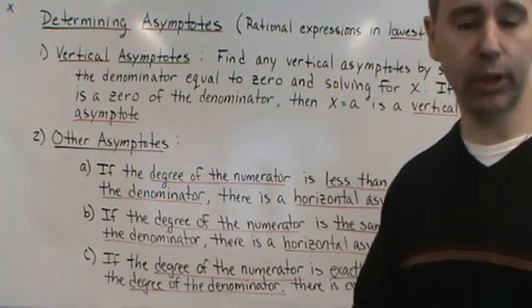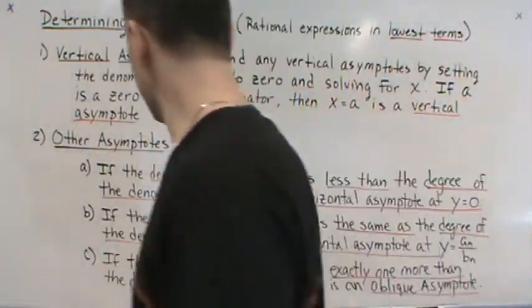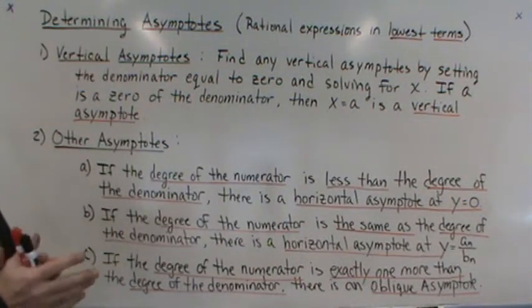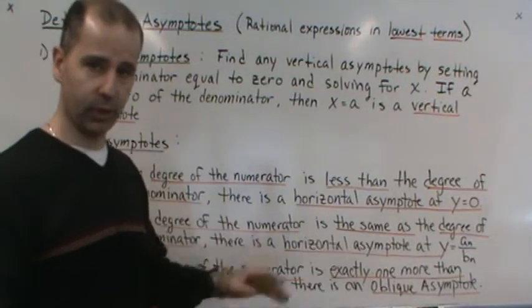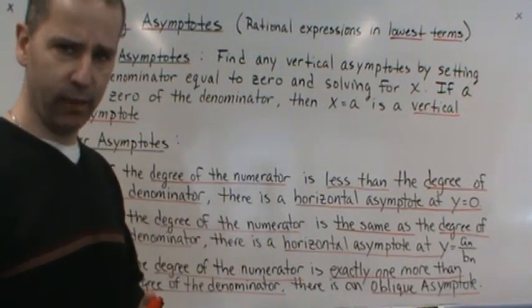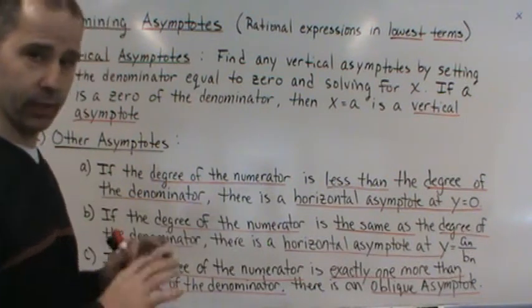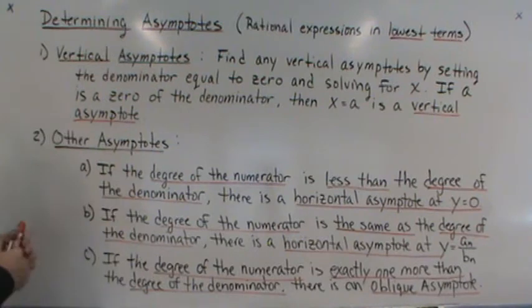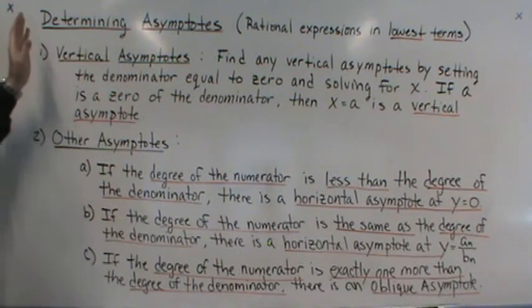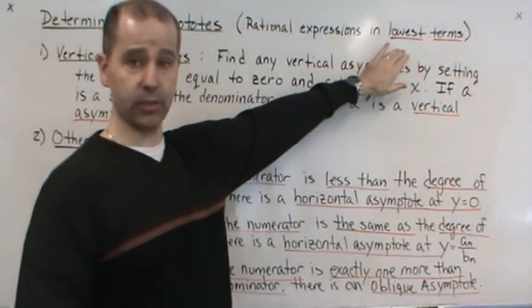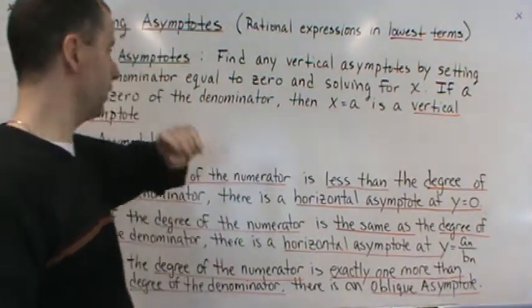Okay, so I'm going to go through this. There's a lot written down here, but I'm going to explain as I go on. And again, we're going to do examples of how we do this too, so don't worry about that. In the next video, we're going to do an example of how we find these. So I'm just going to explain it for now. In determining asymptotes, again, we're talking about rational expressions in lowest terms. It has to be in lowest terms for this to work.